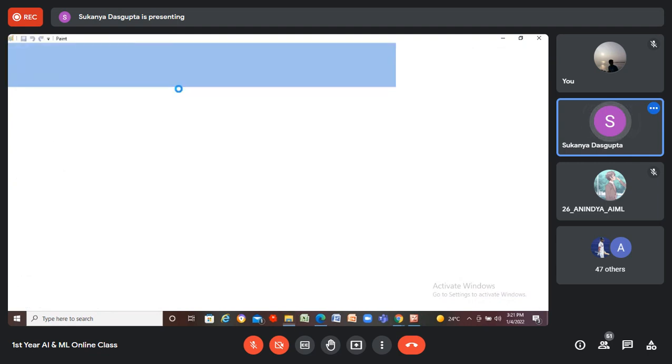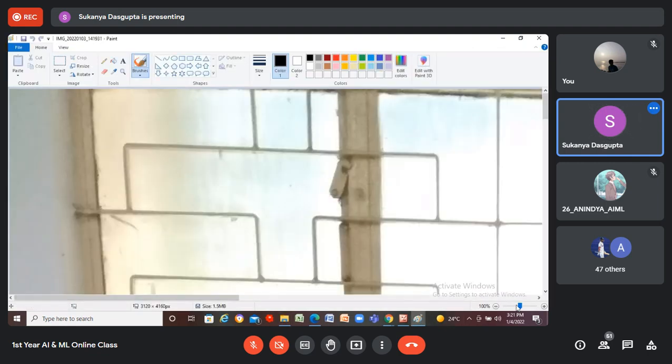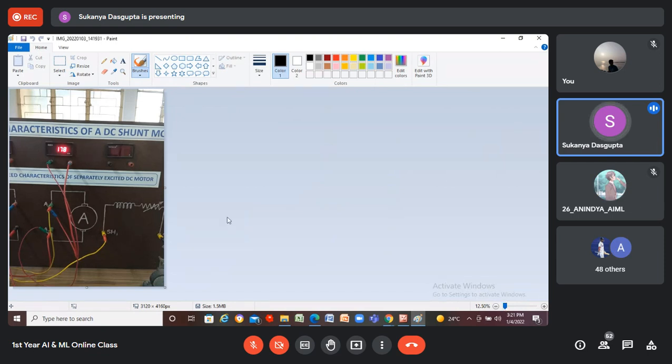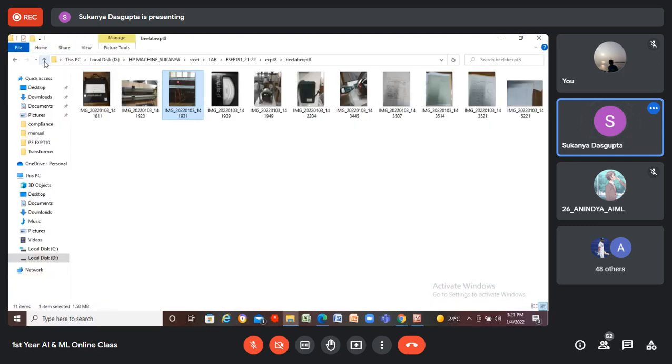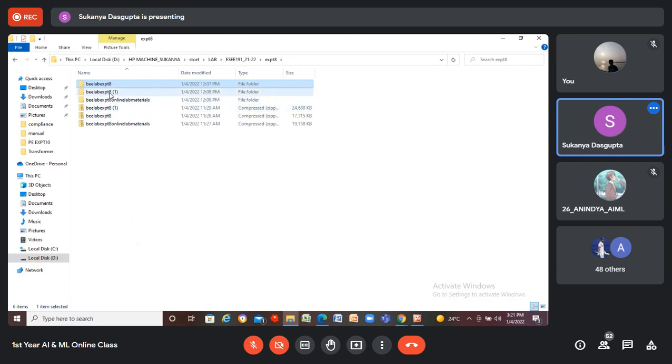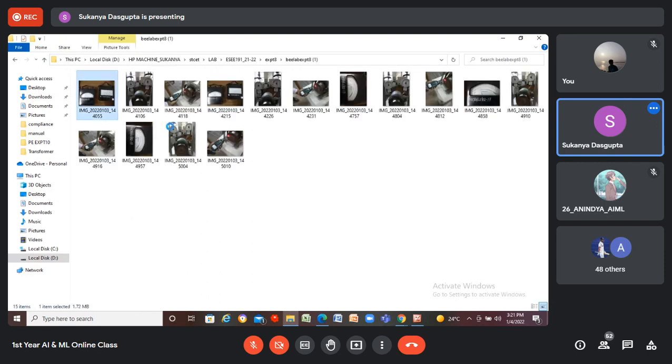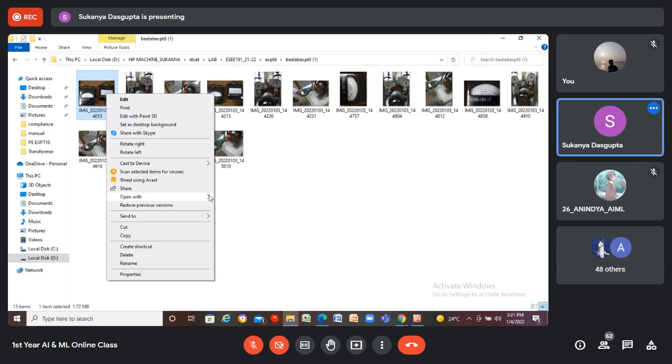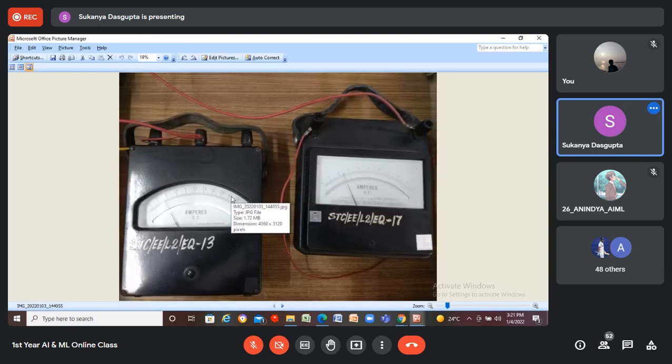Supply voltage will be fixed at this voltage. Okay. Please note down the armature current. It is equal to 1 ampere. Armature current is 1 ampere.